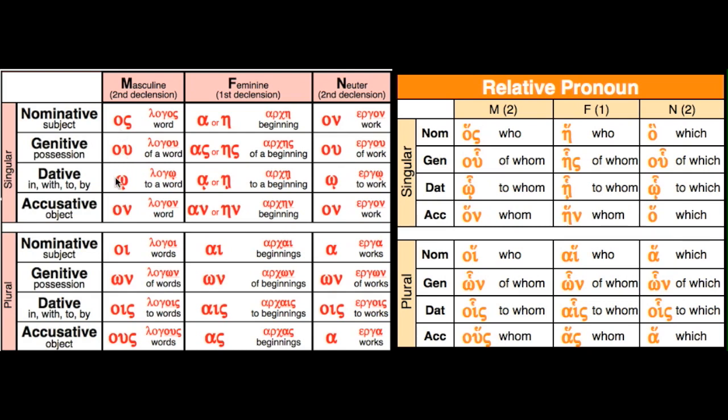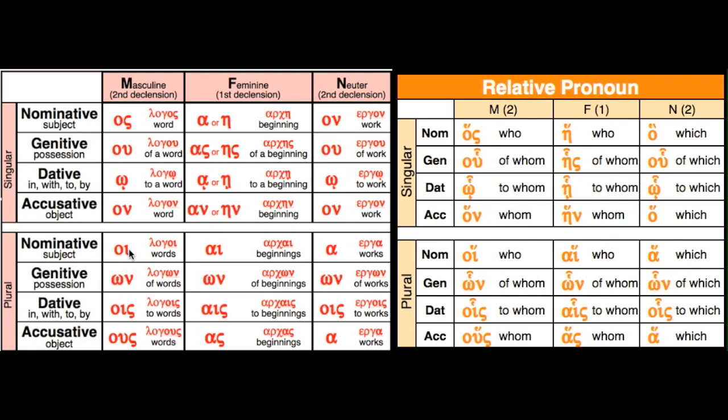os, u, o, on. Now look at the relative pronoun. Has, hu, ho, han. What do you see that's different? Well, rough breathing, right? And accent mark. Always on every relative pronoun, there is a rough breathing and an accent mark.